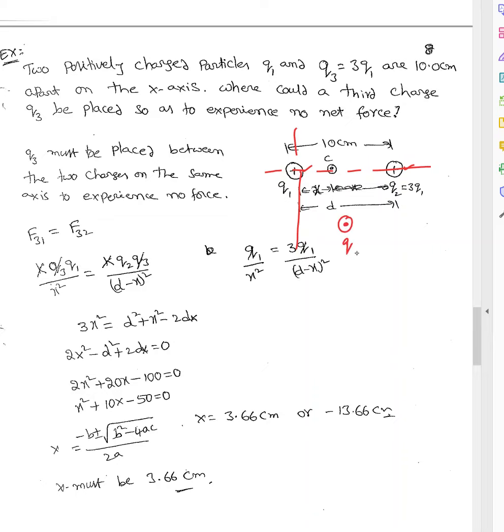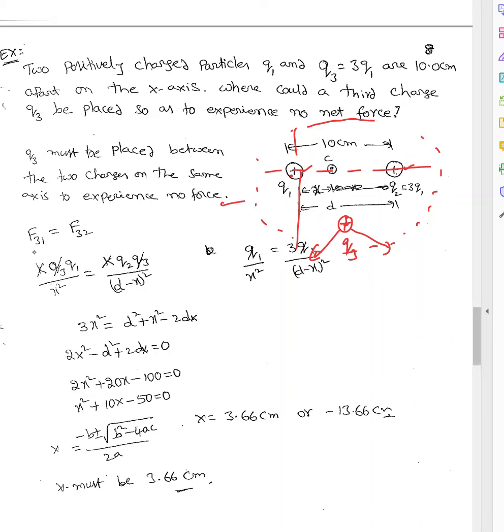Did he mention what kind of charge that is? He didn't. For the time being, I'm going to take this as a positive charge. Then what happens? Q1 and Q3 repel, it's going to move in this direction. Q2 and Q3 repel, it moves in this direction. So at the end, based on the force, it will go down. If you keep it anywhere here in the circle, it will experience a force, other than somewhere on the x-axis. So Q3 must be placed between the two charges on the same axis to experience no force.